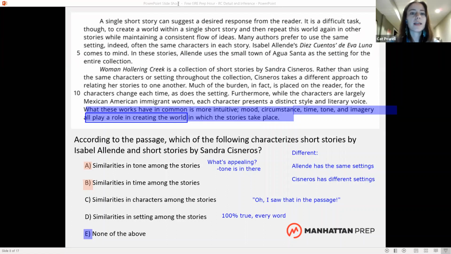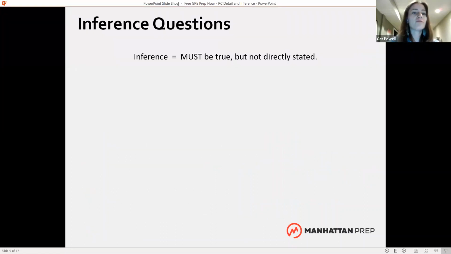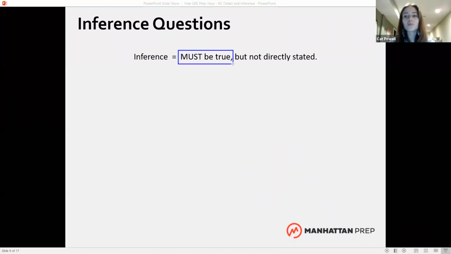Okay, now let's talk about a very similar type of question. I'm going to talk about inference questions. Inference questions are very similar to detail questions in that we are looking for an answer choice that is 100% true based on the passage. So exact same focus. But these are often trickier because the answers to inference questions are not going to be stated as directly. The right answer will be 100% true, but at first glance, it might not look that way. It's going to be a little bit trickier to figure out how the right answer and the passage are connected.